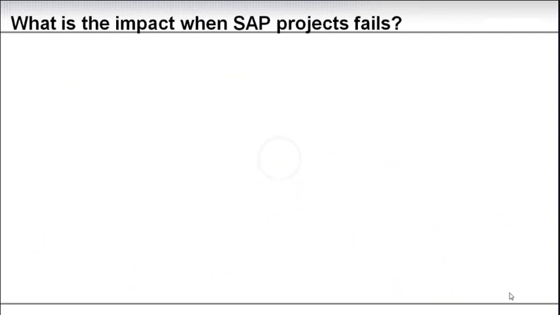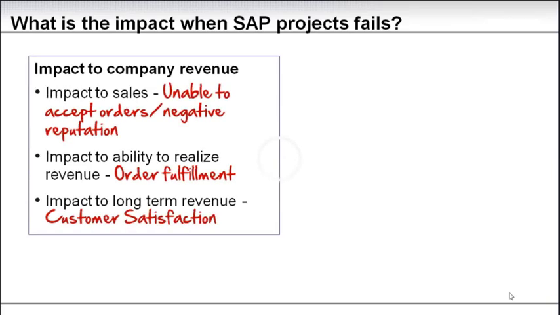So let's look at what the impact then is when SAP projects typically fail. You can have direct impact to your company revenue, impact to sales, you're unable to accept orders, a negative reputation as a result of you not being able to accept orders because your ordering system, if that's what you're putting in SAP for, doesn't work, it's not in place, or is not able to perform.